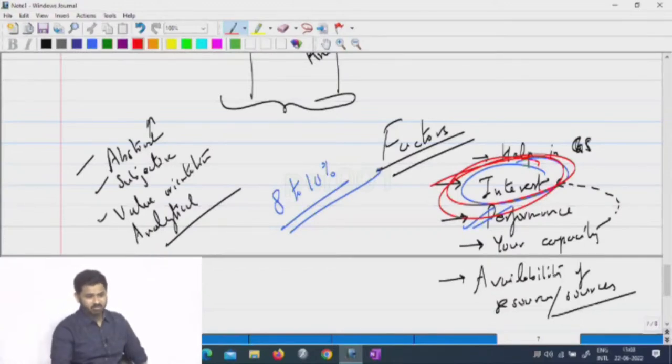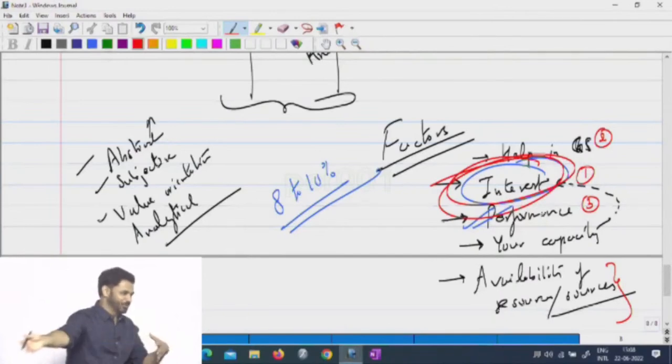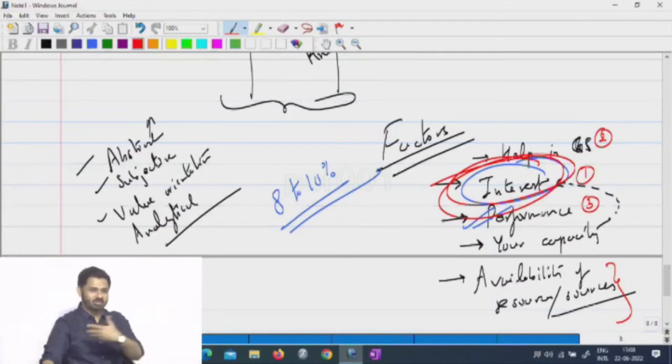So I think the first factor is this interest. Second is how it can help you in GS. Third factor, you can take into consideration performance. That will be done. And of course, availability of resources and sources, everything is available. I mean, after all, the same set of sources and resources is there for everyone, right? So why are you worried if some subject doesn't have much resource? It's going to be the same reality for everyone. Clear? On that basis, you can take the decision.